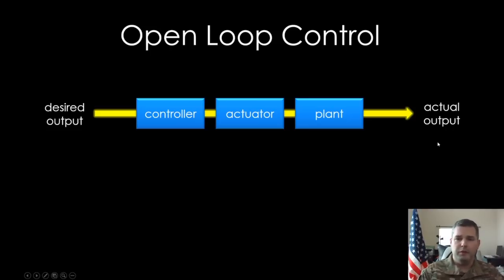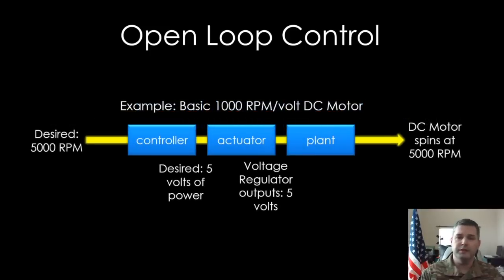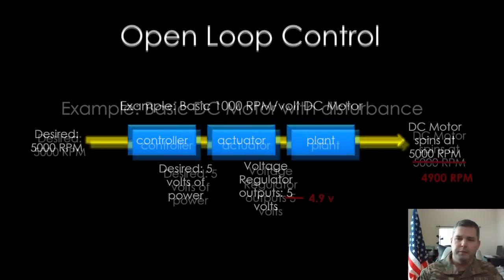A quick example of an open loop control system is a basic controller for a DC motor. Let's say we want 5,000 RPMs. The controller would say, we need 5 volts of power. The actuator would be a voltage regulator that generates that 5 volts, and our plant would be a DC motor. After all of that, our DC motor is spinning at 5,000 RPMs. This is great in that it is simple, but if anything goes wrong, then we see some adverse effects.